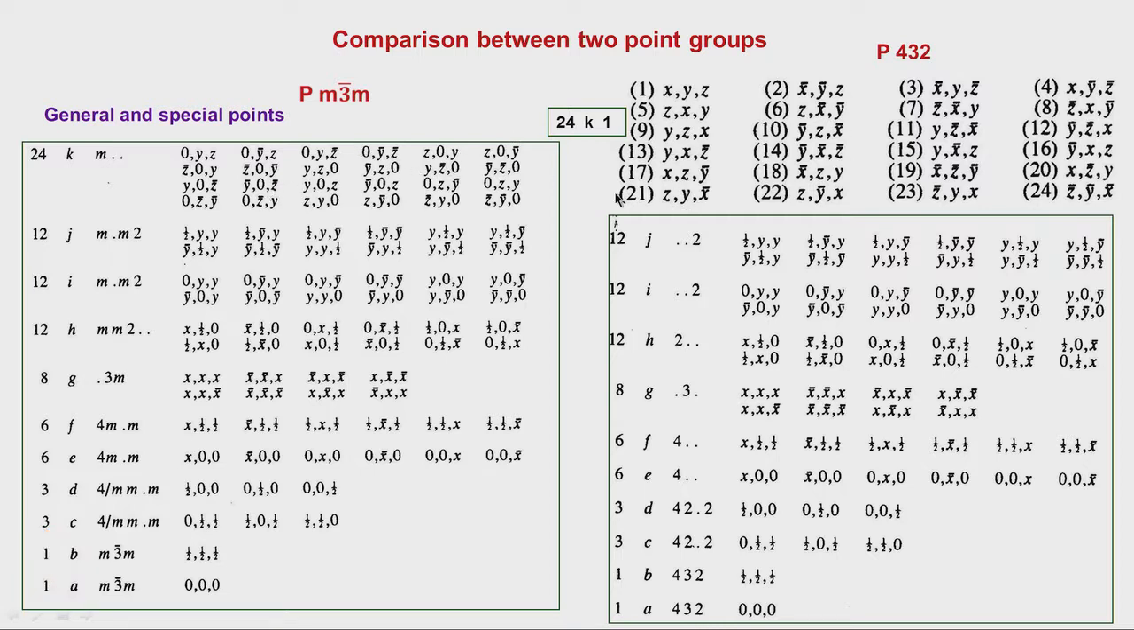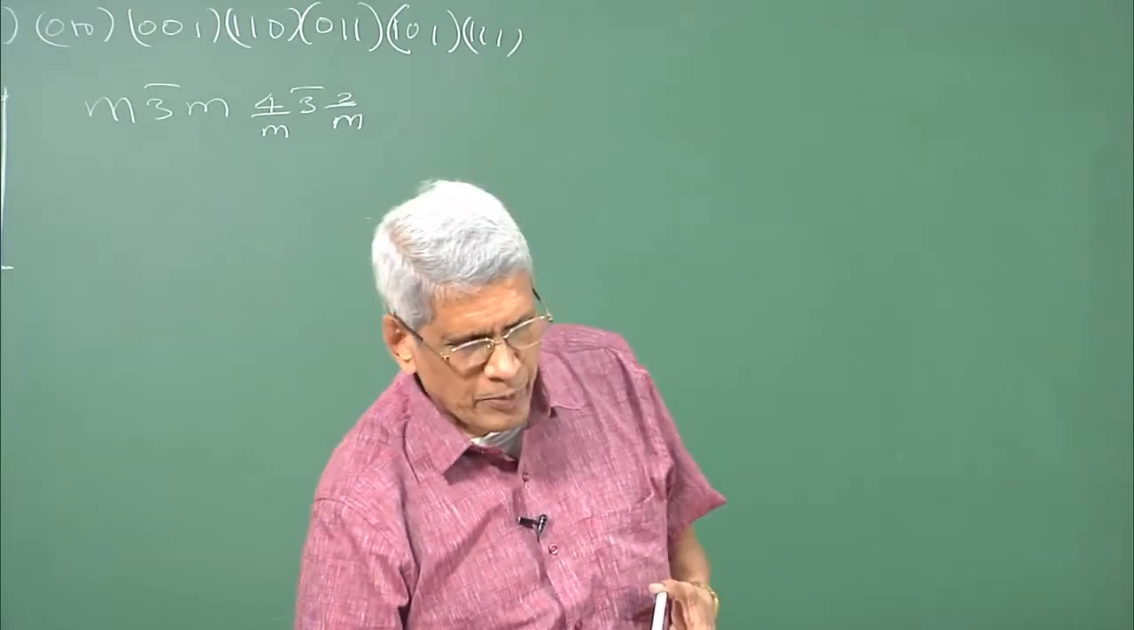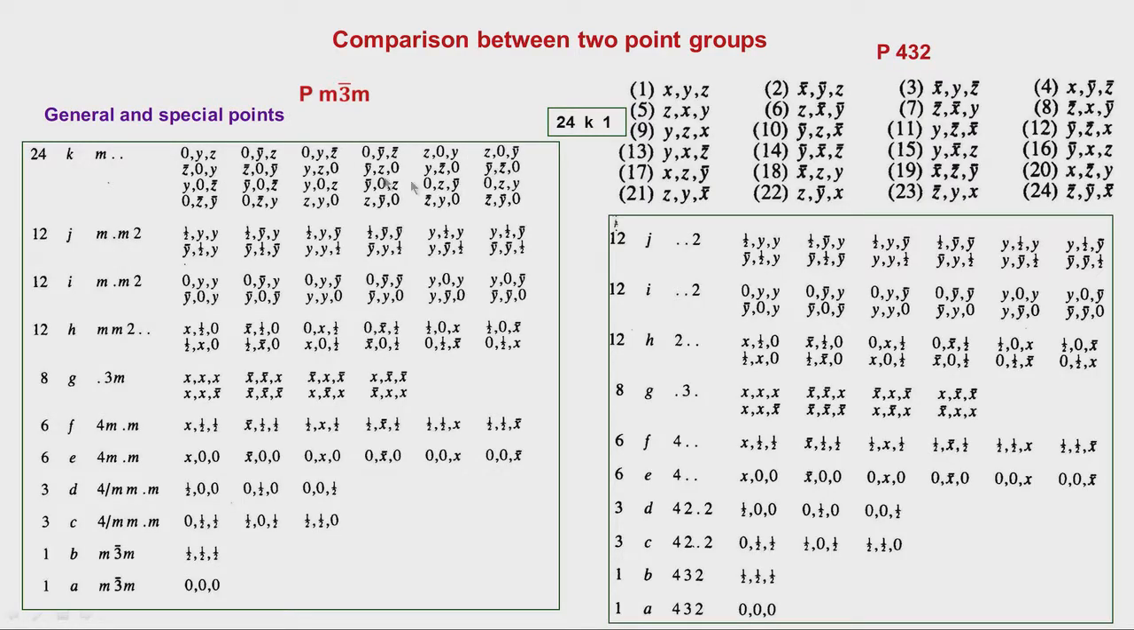Only for those Wyckoff positions, that is, the number of atoms per unit cell, suppose for a simple cubic lattice it turns out to be 24, then the options are whether it can be filled in this way or in this way. If the atoms are kept at these particular positions, then it will turn out to be Pm3̄m. If the atoms are kept at these positions, it will give a symmetry which is P432. Is that clear?